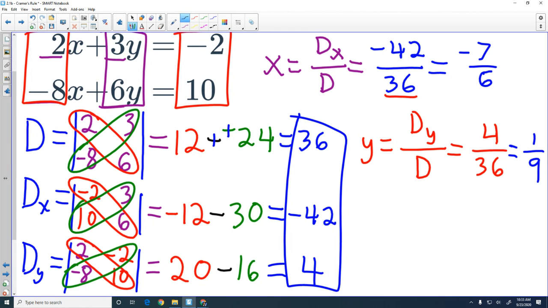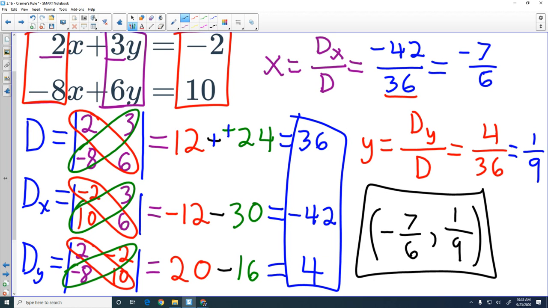So now I can put these both together to write my final ordered pair, x comma y. The solution to this system of equations is negative 7/6, comma, positive 1/9. Box it up, and that's the solution. I know, crazy, right? It is crazy. Especially if you look at the screen right now, it's like it's blowing up all the way. So this is just a new method, a new technique for solving these systems of equations.